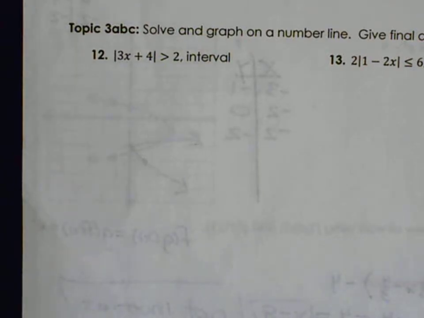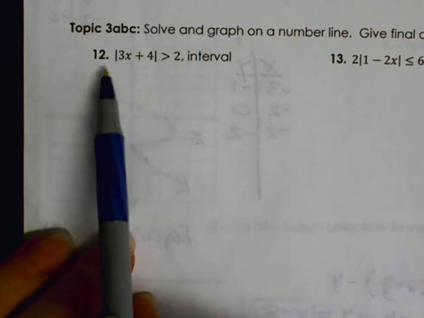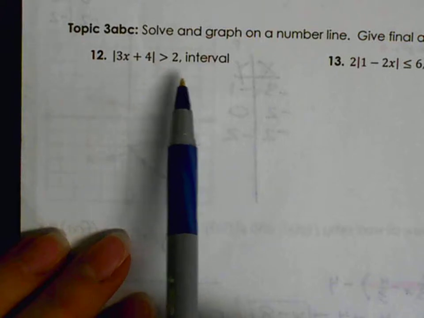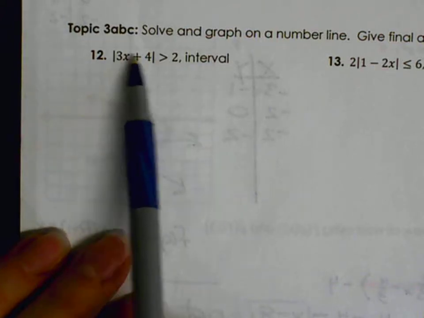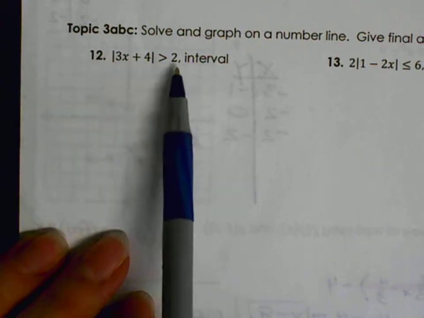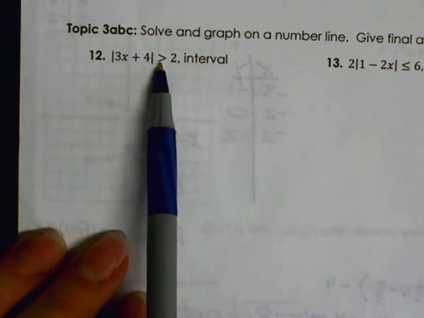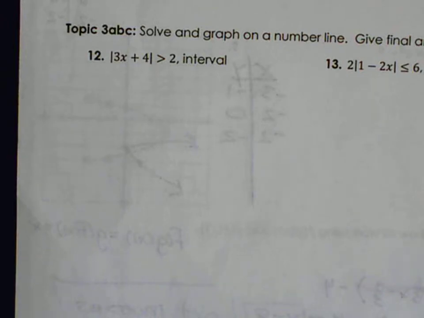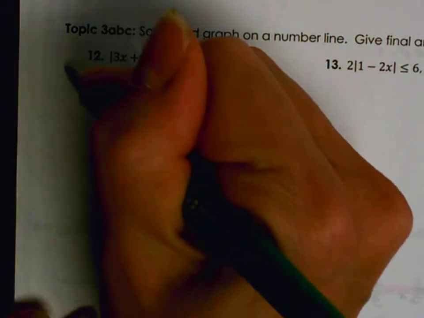Okay, continuing on the Unit 1 review packet, we're going to go to topic 3A, B, and C, absolute value. So let's start with question number 12. I have my absolute value and it's all by itself. There's nothing outside of it being multiplied, nothing being added or subtracted. So this is the part where I can rewrite it without the absolute value sign.